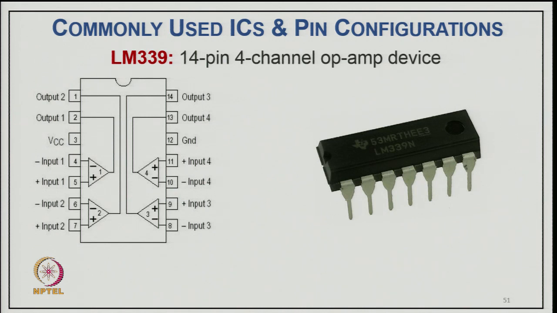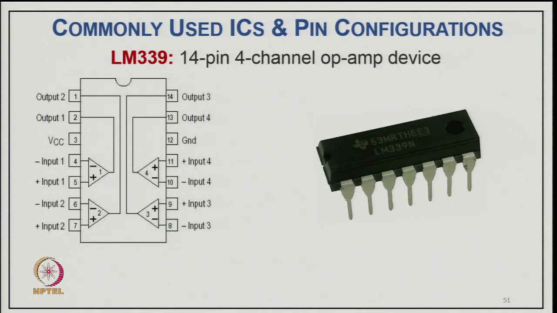Starting from the output for the second and first, then you have the power supply VCC, then you have input negative, then positive, and then input negative and input positive for the second operational amplifier. Pin 14 is output 3, 13 is output 4, and 12 is the ground. Then we have the positive input for the 4th op amp and the negative input for the 4th operational amplifier, and the positive input for the 3rd operational amplifier, and typically pin 8 as the negative input for the 3rd amplifier.